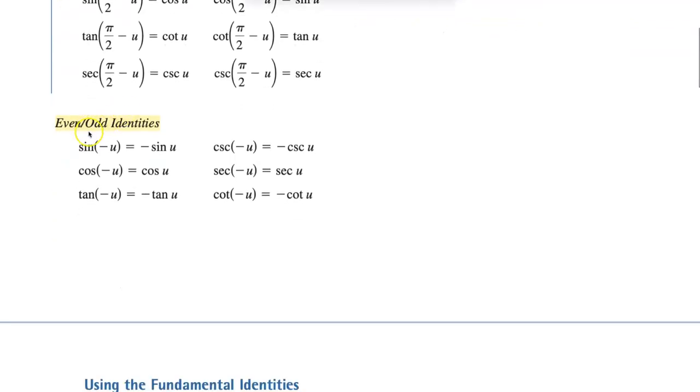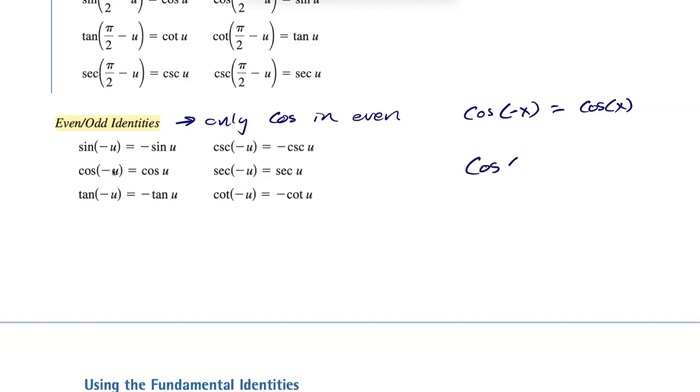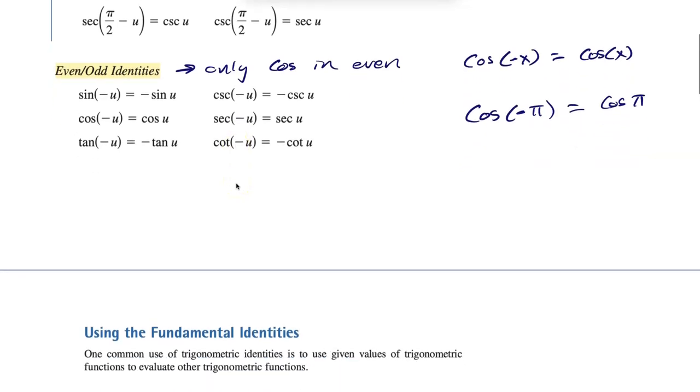And then the even odd identities. We talked about this a little bit last chapter also. The key thing here is only cosine is even. That's the only one. And then secant, because it's cosine. All that means is if you have a negative inside the cosine, it goes away, it doesn't do anything. So cosine of negative x is cosine x. While the rest of them, you pull it out. Like sine, if you see a negative inside, you can pull it out as a negative sign. But cosine gets rid of the negative on the inside. So in practical terms, what's cosine of negative pi? It's the same thing as saying what's cosine of pi. So those are the even odd identities.